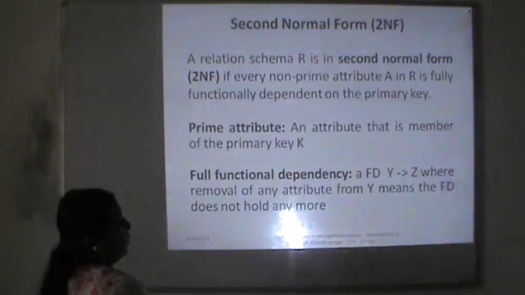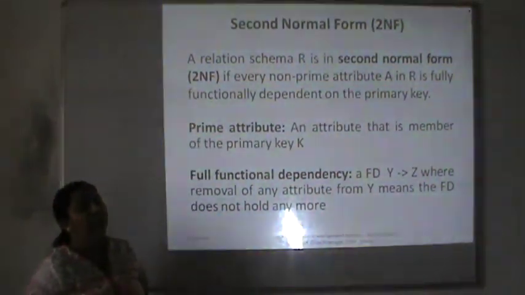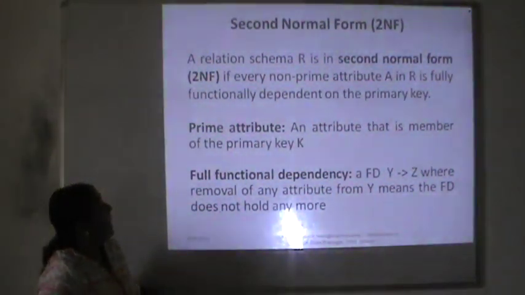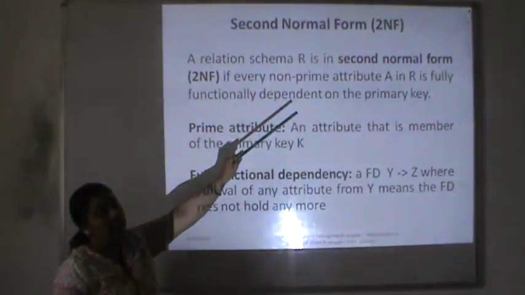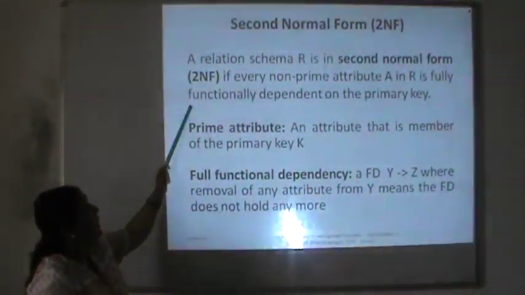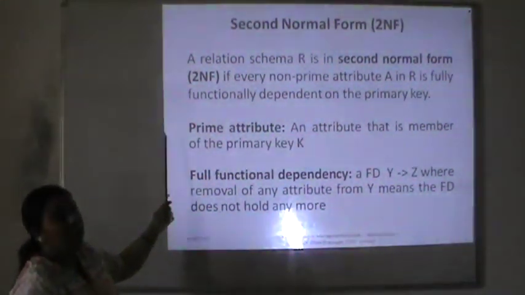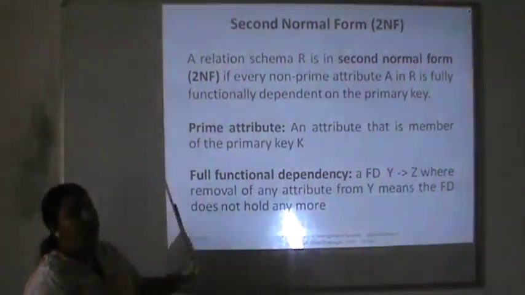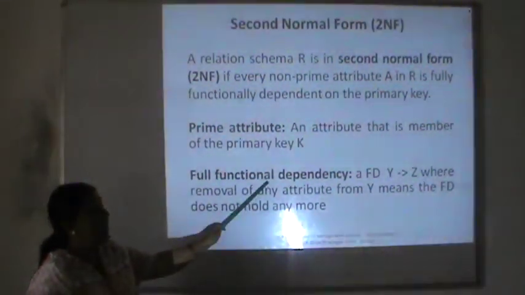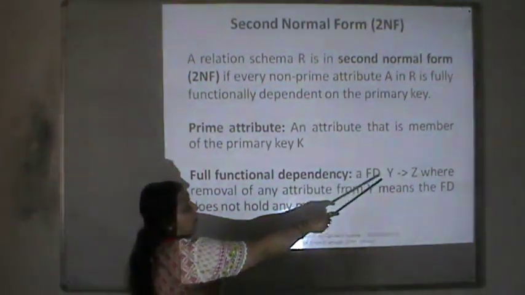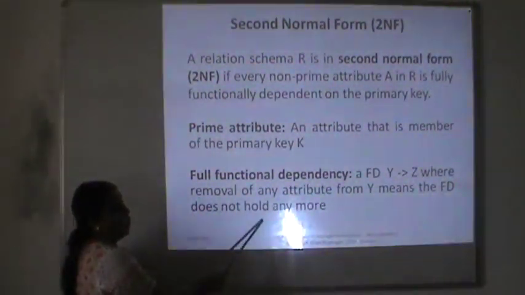This is called second normal form. A relation schema is in second normal form if and only if it is in first normal form and every non-prime attribute A in R is fully functionally dependent on the primary key. We know what prime attributes are: a prime attribute is any attribute that is a member of the primary key. And full functional dependency means a functional dependency Y determines Z, where removal of any attribute from Y means the functional dependency does not hold anymore.